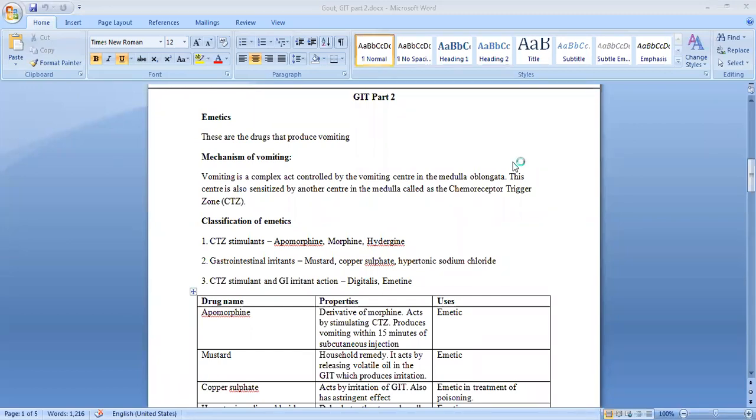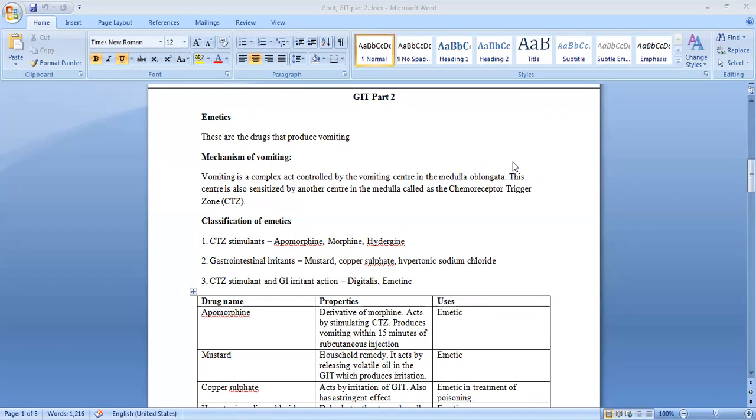So now we will take up the other part of GIT drugs, which act on the gastrointestinal tract. In the class, we have already discussed the first set of drugs, that is antacids, carminatives, peptic ulcer drugs, and so on. So now we will take up the new set of drugs. The first category are the emetics. An emetic is defined as any drug which produces vomiting.